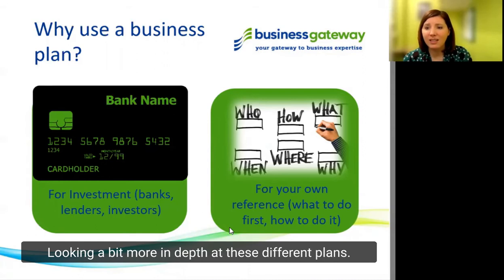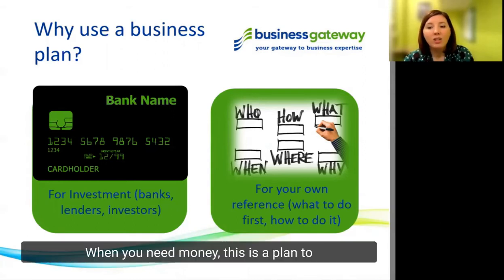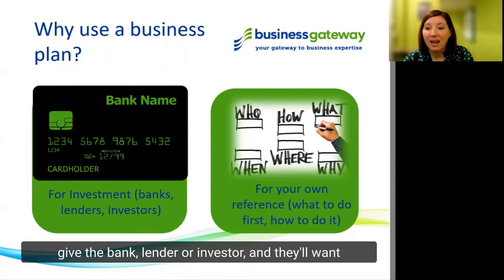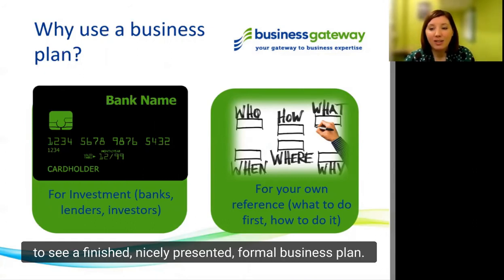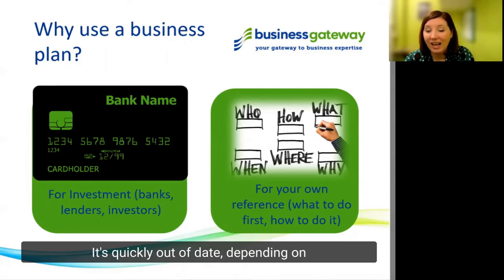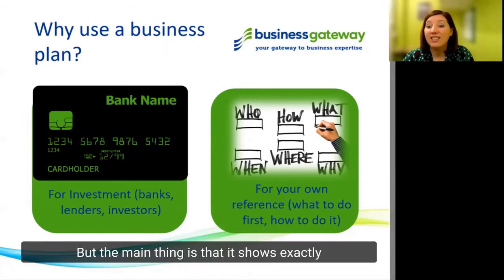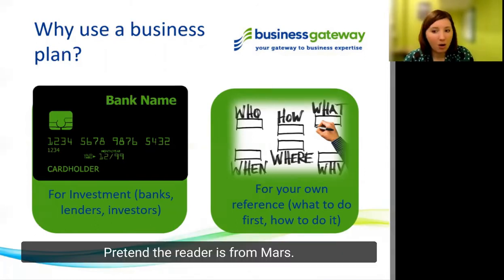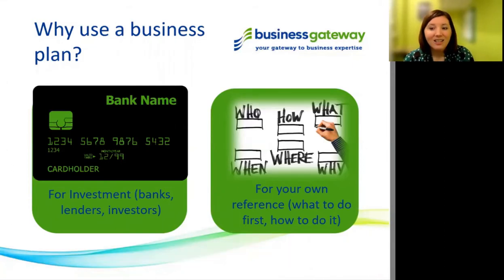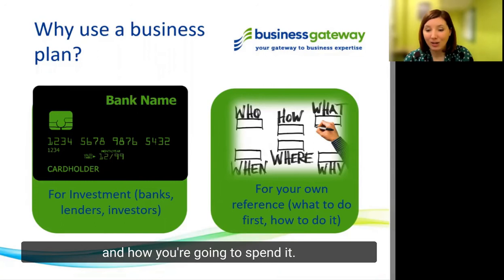Looking a bit more in depth at these different plans, when you need money, this is a plan to give to a bank, lender or investor, and they'll want to see a finished, nicely presented, formal business plan. The plan's a snapshot in time, it's quickly out of date, depending on what time of year you start. But the main thing is that it shows exactly what your plans are at this moment in time. Pretend the reader is from Mars, assume they know nothing about your industry, explain everything. Say how much money you're looking for and how you're going to spend it.